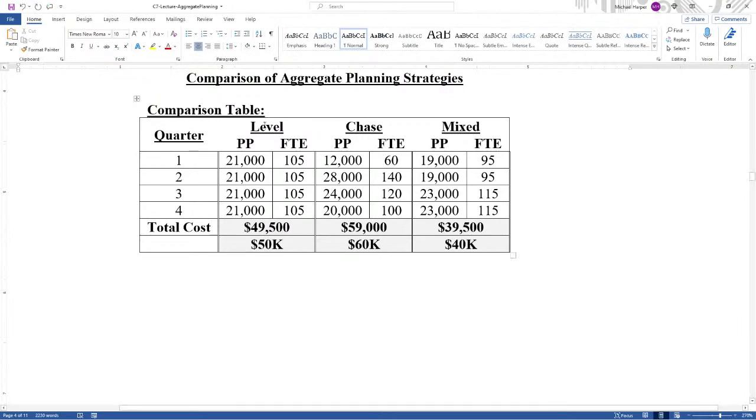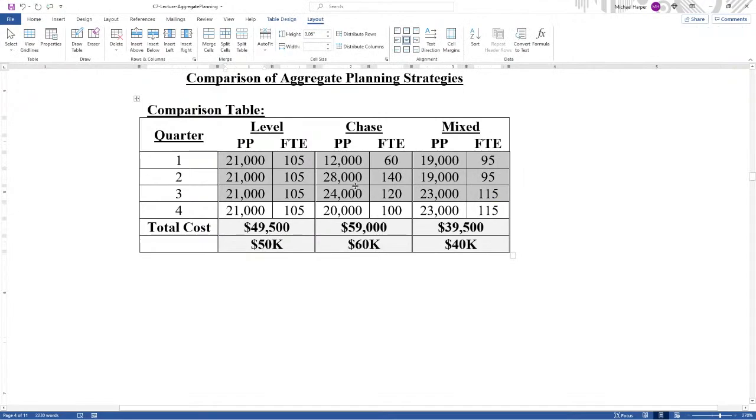Okay, well, this is the same demand. It's three different production plans. With level, chase, and mix, the only thing we're changing is our production plan. That's the only thing we're changing. And by changing our production plan, we're changing when we have our people work. Is it level? Is it chase? Is it mixed? We're just changing how we deploy labor internally.